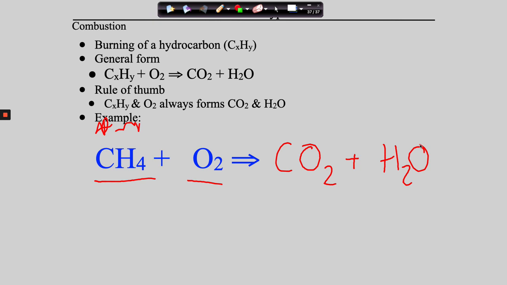We do one carbon, 4 hydrogens, 2 hydrogens. So we need a 2. And now over here we have 2 plus 2 oxygens. So we need 2 there to have 4 oxygens. But guys, that's it every time.